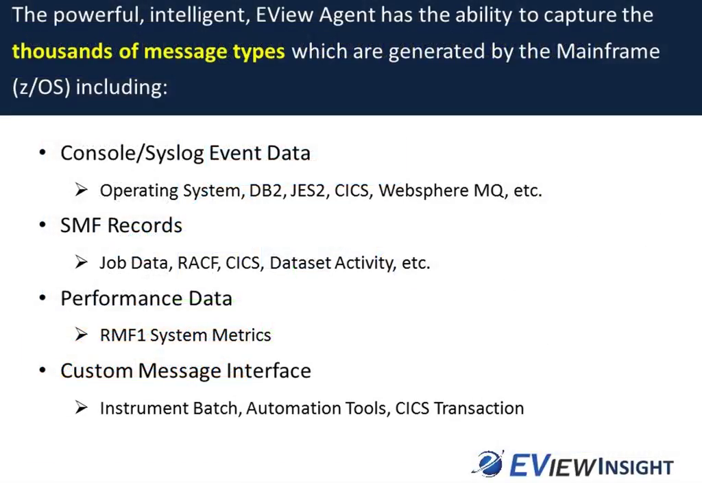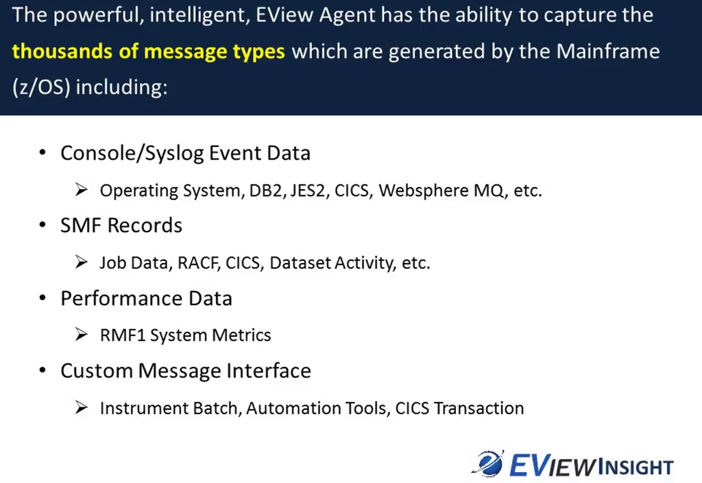So for the last couple of slides, I'm just going to talk about the types of data that are being collected from the mainframe z/OS system and also from the IBM i system, and then we'll go and actually take a look at some examples of the types of data that are being collected. On the z/OS system, we'll start with that. The main type of data that we're collecting is console syslog event data.